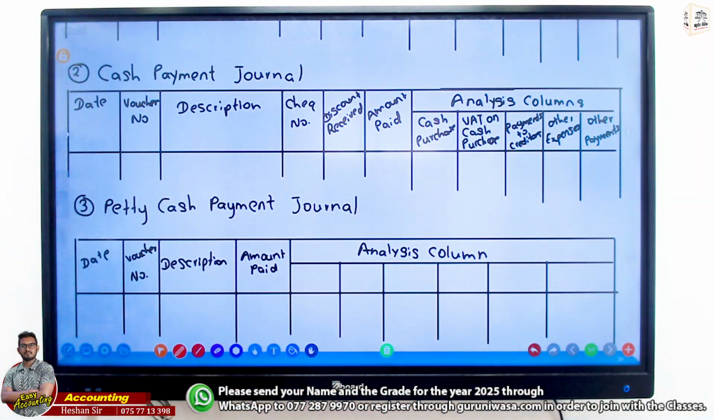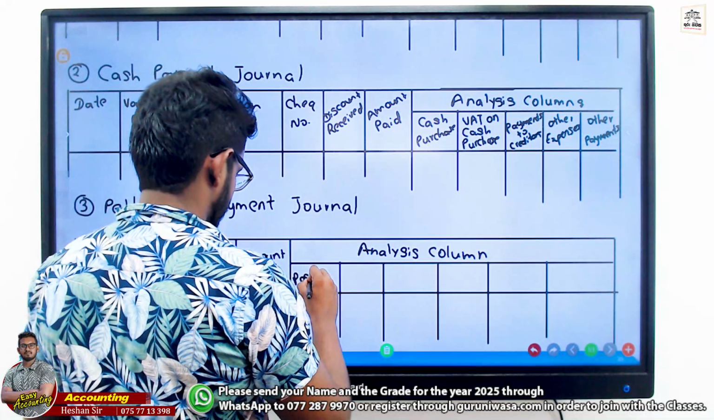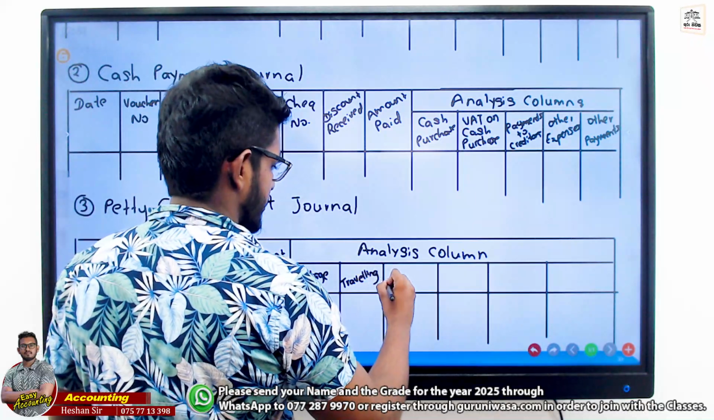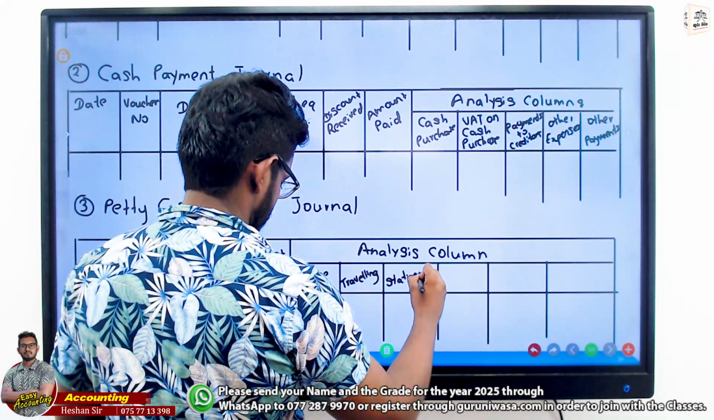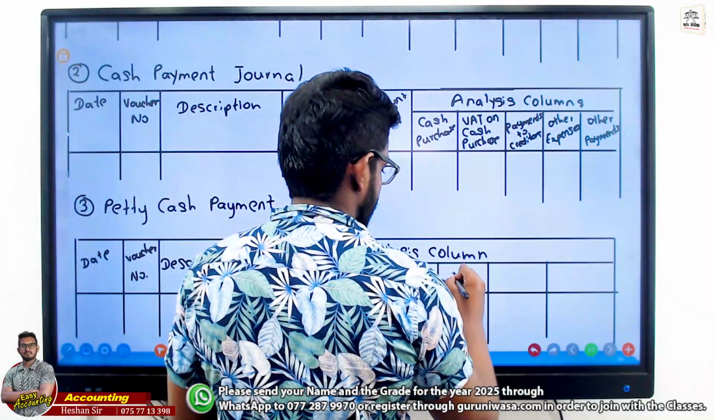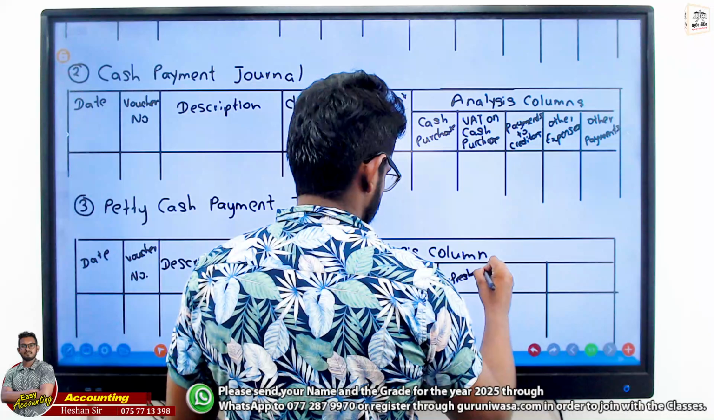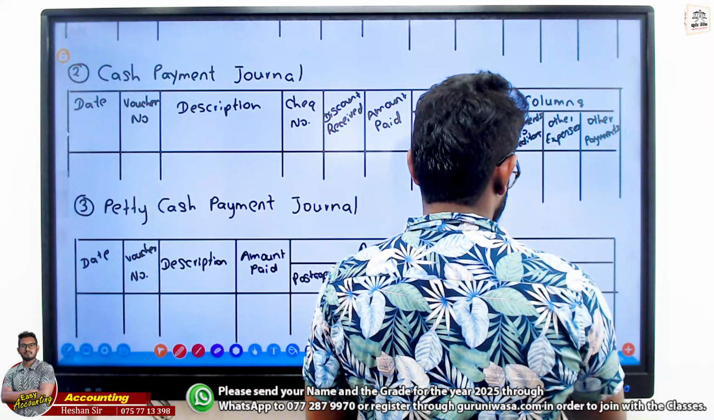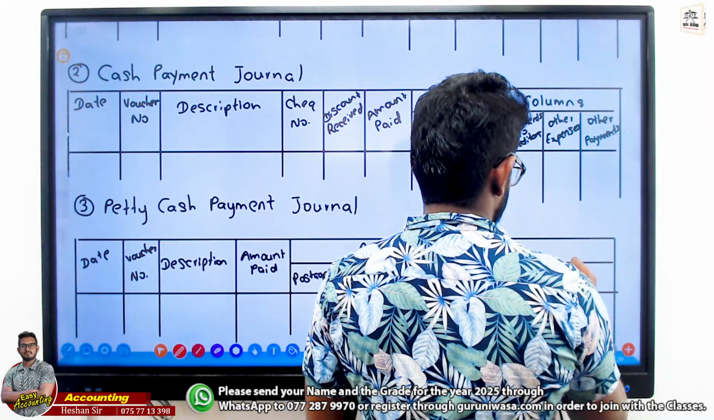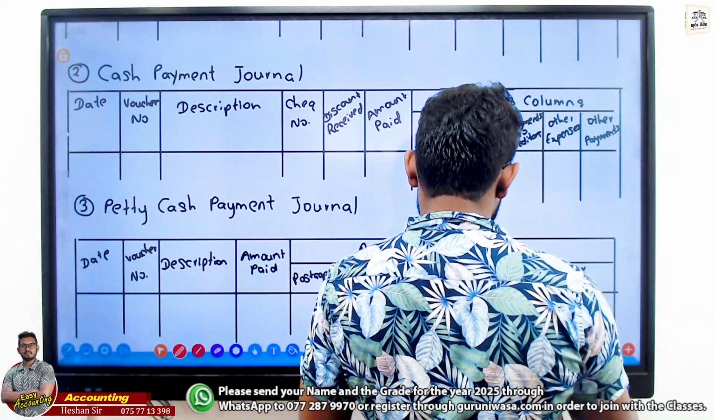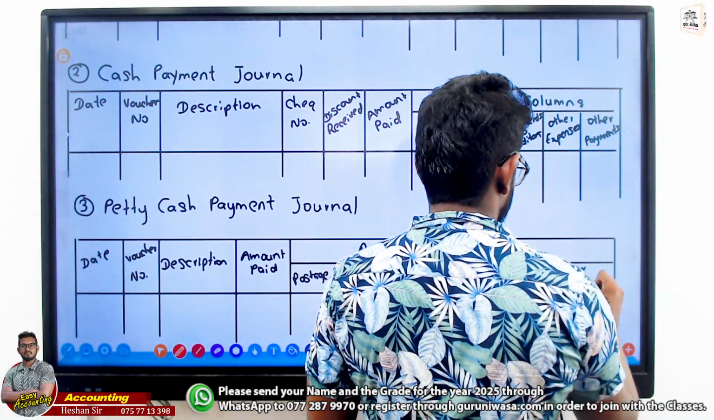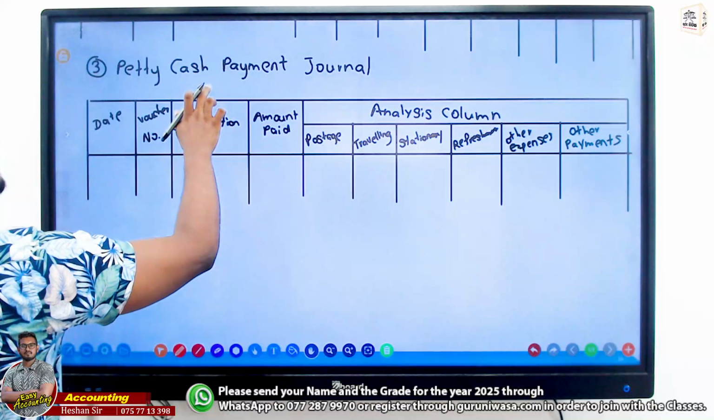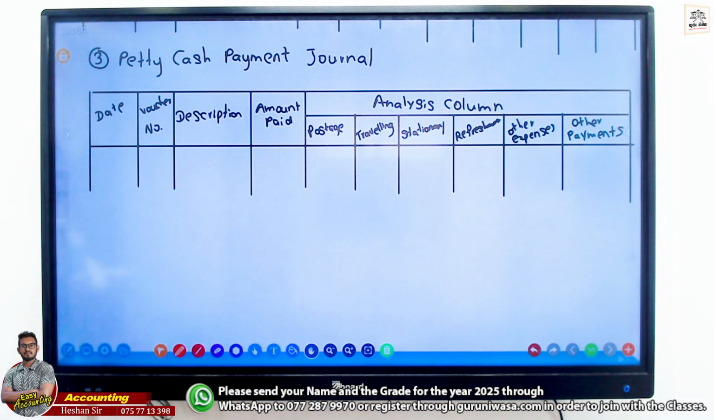Right? Analysis columns, like there are many things: postage, traveling, stationery, refreshments, right? Other expenses, and other payment. Likewise. This is about the petty cash payment journal. I'll give you the double entries later once I finish this.